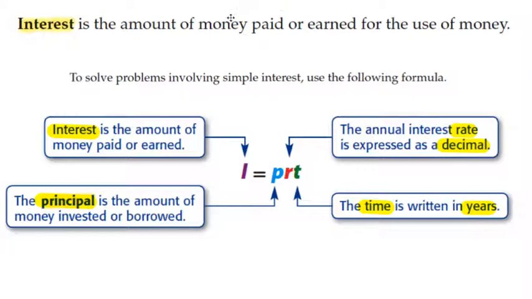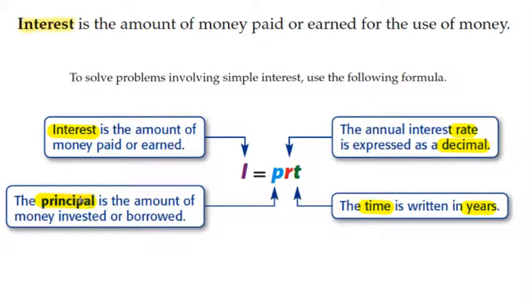So interest is the amount of money either paid to you or earned for the use of money. You can earn interest or you can pay interest, depending on whether you're borrowing money or investing money. So to solve problems involving interest or simple interest, here is the formula we're going to use. I equals PRT. I is the interest amount, and that's either paid or earned, depending on whether you're investing or buying or taking out a loan.